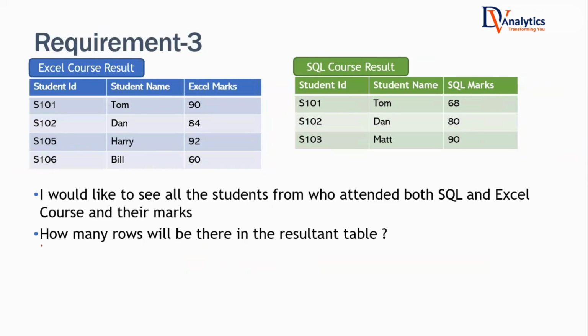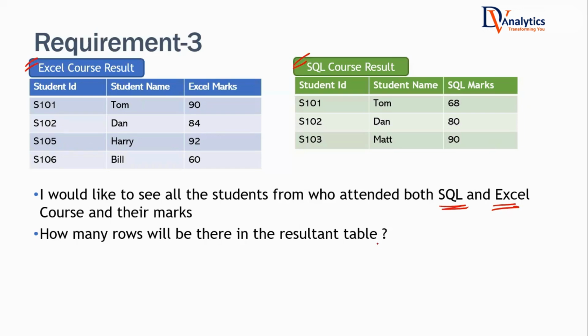Understand this requirement. I would like to see all the students from these two tables who attended both SQL and Excel. I would like to see only those students if they have taken Excel course as well as SQL course, only those students. If a student did not take Excel course or if a student did not take SQL course, if they have taken only one out of these two courses, I don't want to see their marks. I want to see only the common students from both the tables. Those who have taken Excel as well as SQL course, that result I want to see.